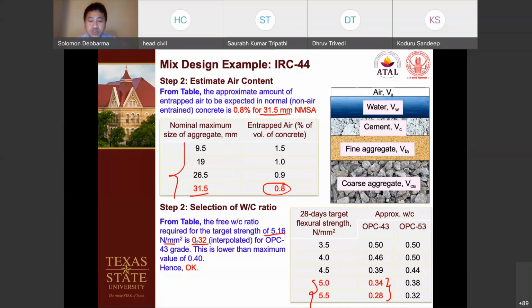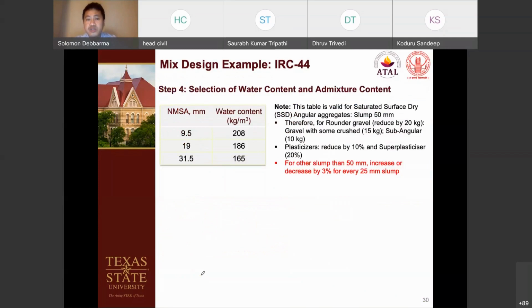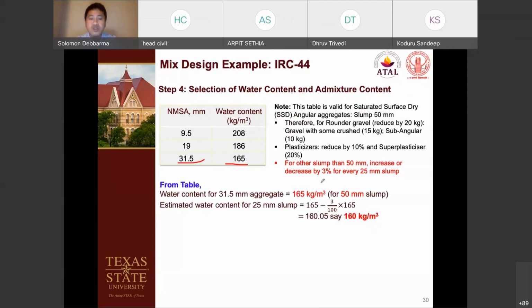So this water cement ratio of 0.32 is lower than the maximum value of 0.4, which means the initial water cement ratio that we selected is okay, and we can move ahead with the next step, which is calculation of water content. For a 31.5 mm nominal maximum size, the corresponding water content is 165. But you must remember that this table is valid for 50 mm slump. Since our PQC is designed for 25 mm, we need to make some adjustments in the water content. So the water content for 31.5 mm aggregate, based on this table, gives us 165 kg per meter cube for 50 mm slump. After making the adjustment, we get a water content of 160 kg per meter cube.